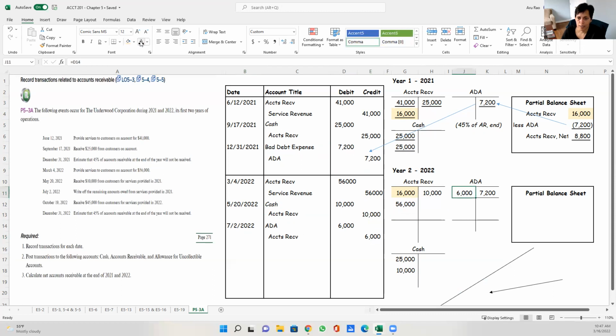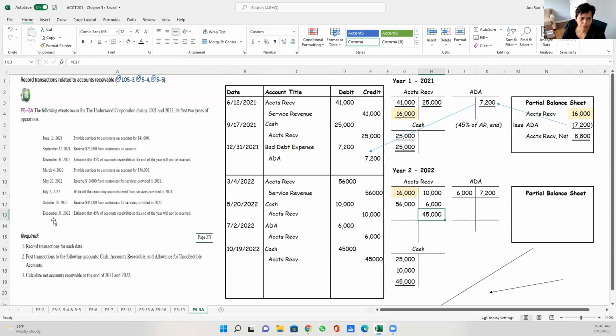We will post the $6,000 allowance for doubtful account on the debit side and accounts receivable on the credit side, $6,000. Moving on, October 19th, we received $45,000 from customers to whom we provided services in 2022. My journal entry is cash debit and accounts receivable credit. And they've told me the amount I received is $45,000. So cash on the debit side, I will put the $45,000. Accounts receivable on the credit side, I'll put $45,000.